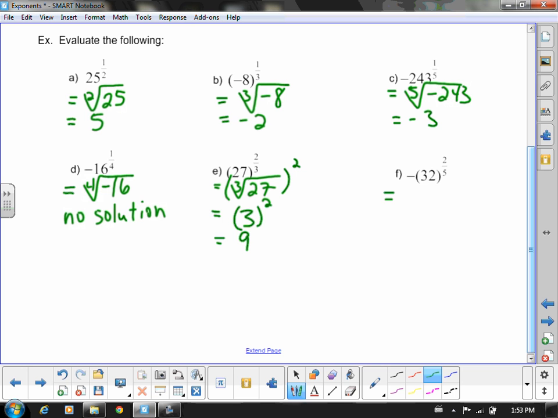Over here we are going to have the fifth root of 32 all squared, and then the negative stays on the outside. The negative isn't on the inside, so we don't include it. So we're going to have negative bracket 2 squared. Once again, our order of operations tell us to do exponents first. So the final answer in that question is negative 4. Bracket placement really, really important.